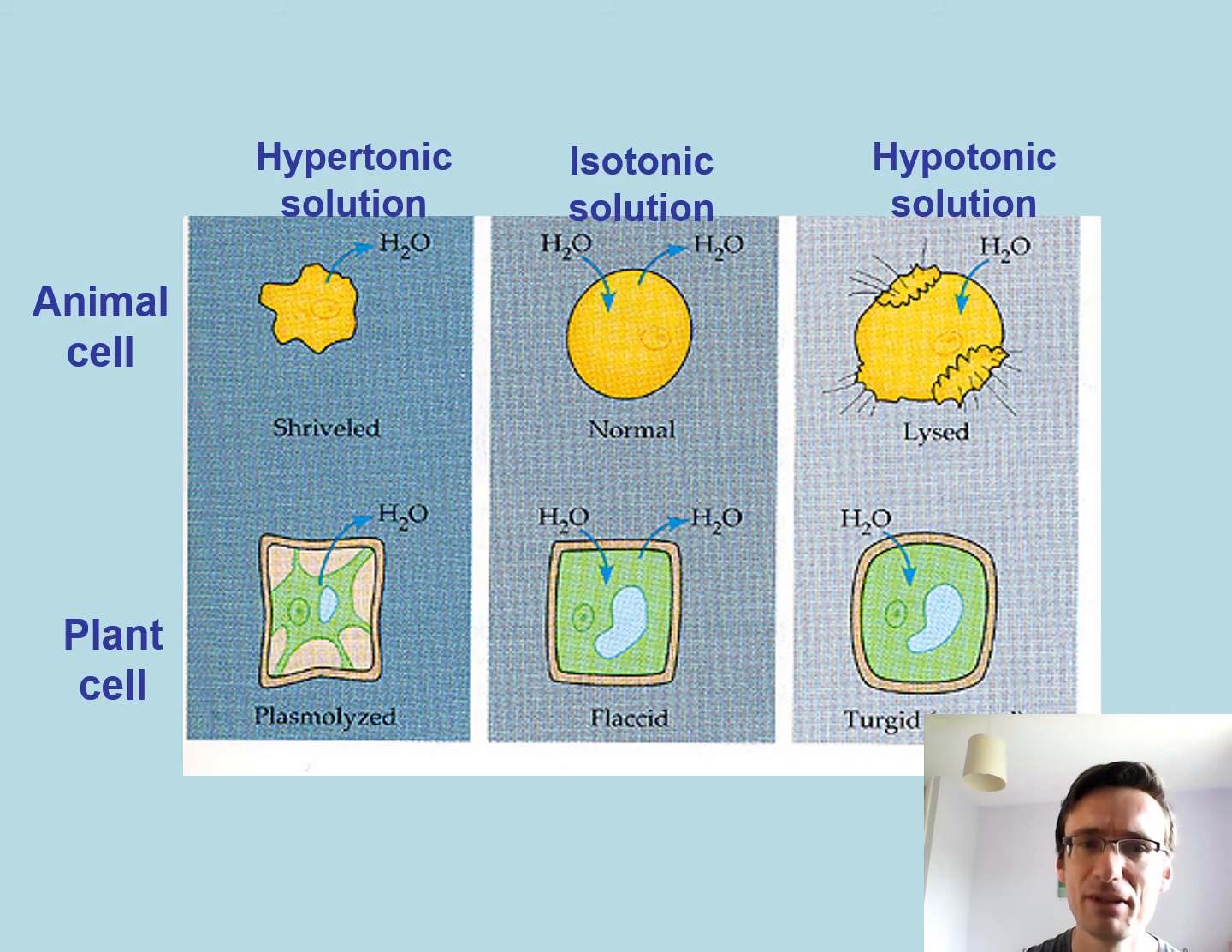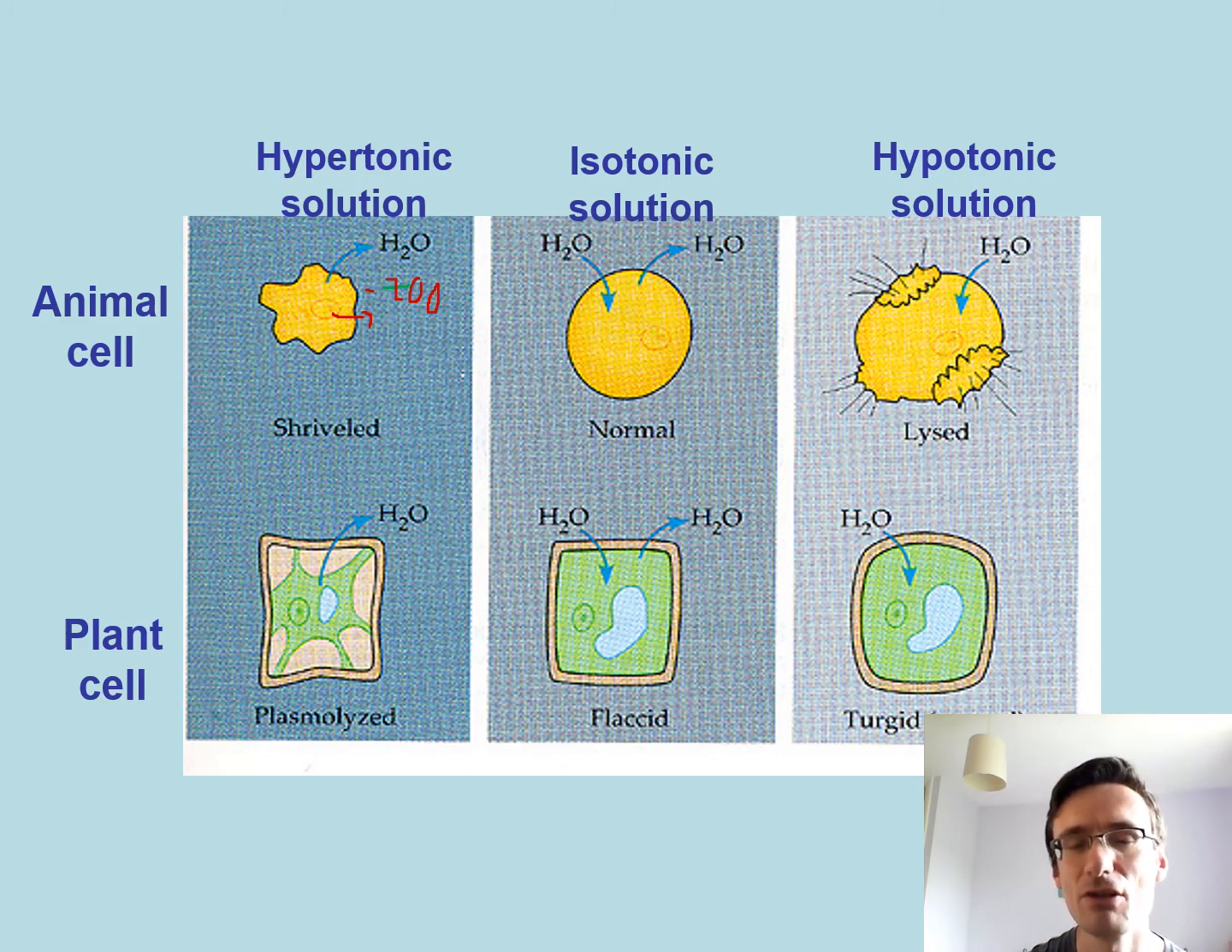And here you have the different examples. You need to know the 6 ways that things will happen. So again, if you put it in a hypertonic solution, that's where you have a low water potential. Let's say a low water potential might be minus 200. The water will always move from a high water potential to a low water potential, so out of the cell. The animal cell will shrivel up, and the plant cell will plasmolyze. Its cell membrane will shrivel away from the cell wall.